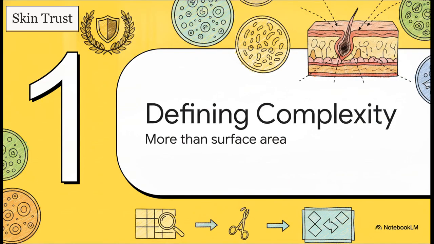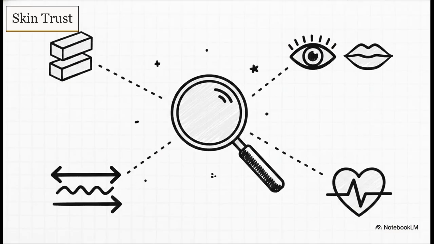Section 1. Defining reconstructive complexity. Before any tissue is ever rearranged, the absolute golden rule in dermatologic surgery is confirming complete cancer clearance, using the precise Mohs map. You definitely don't want to move a large flap over an incompletely assessed margin.